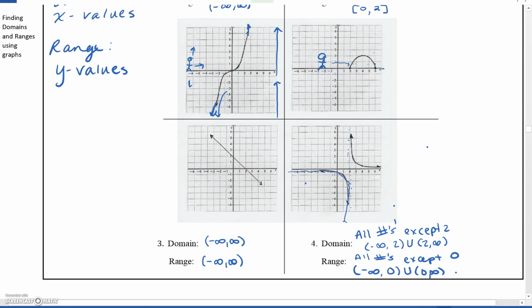Okay, so remember for domain, you're going to look from left to right and find where does the graph appear. And for the range, you're going to look from the bottom to the top to see where the graph appears.